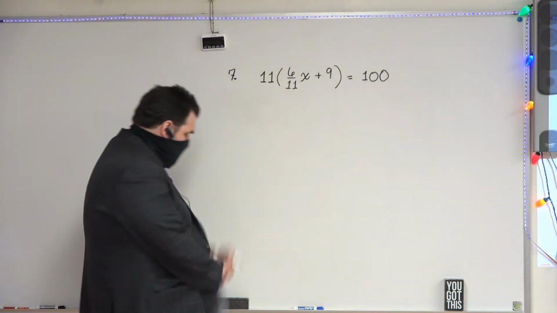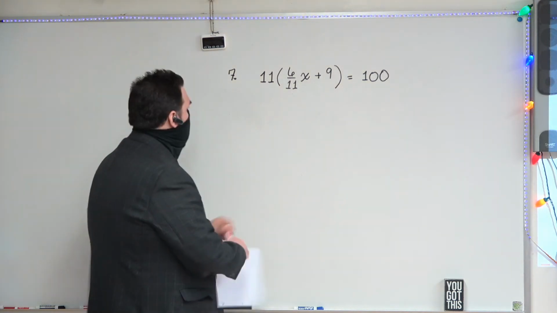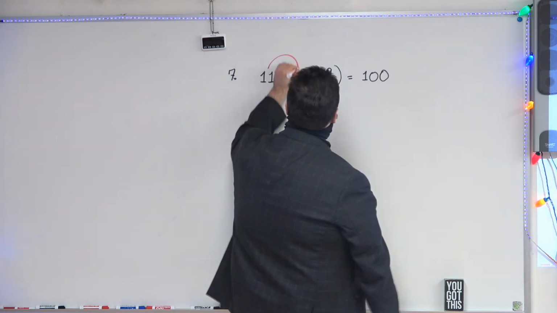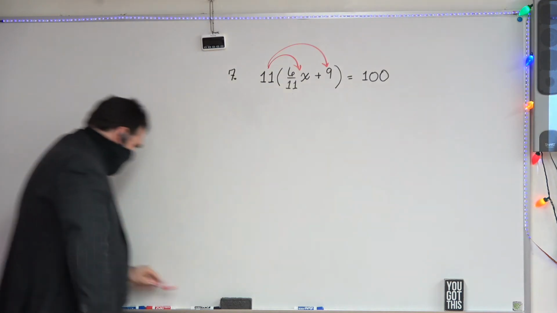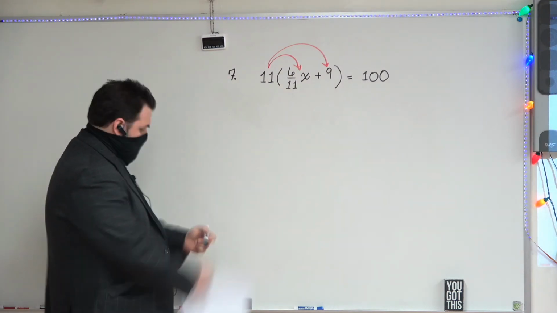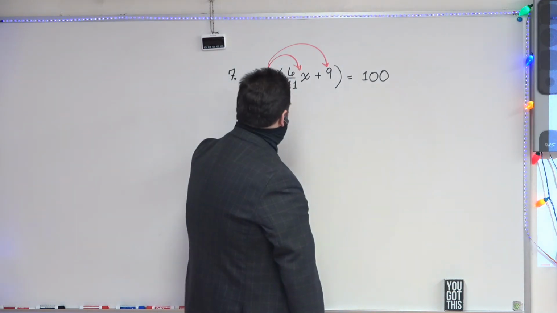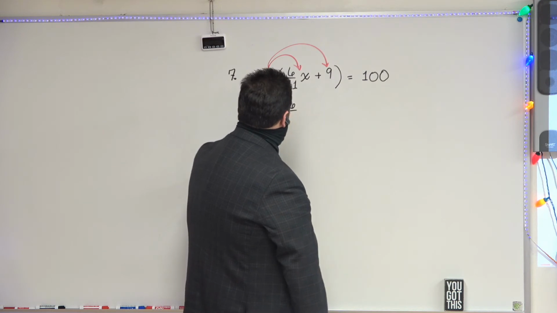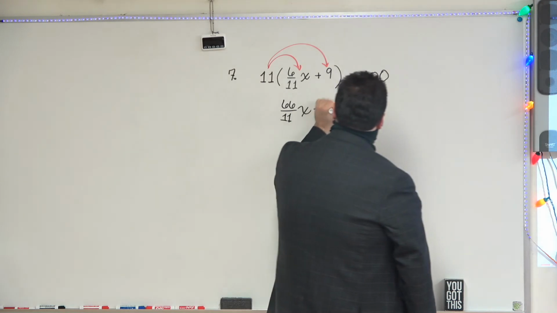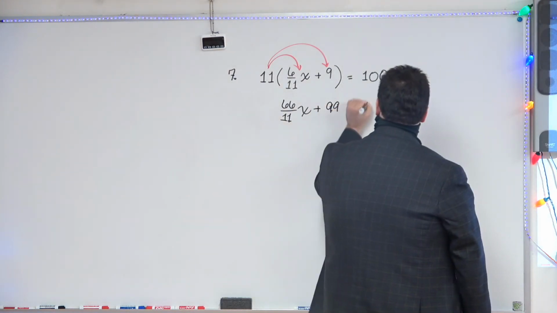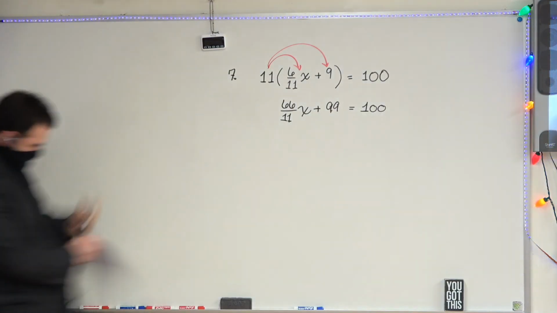Now what? D word time. Distributive property. So we're going to take the 11 and we're going to multiply it by each term inside the parenthesis. So 11 times 6 is, that's like a jack times a 6. That's 66 over 11 x plus 99 equals, in the words of my man CJ, 100.